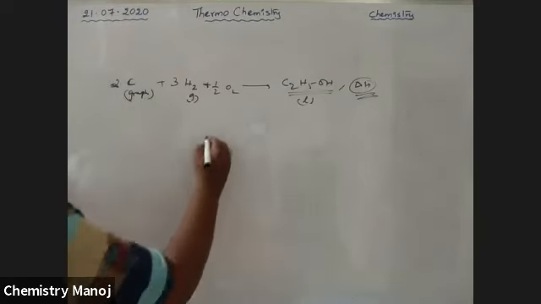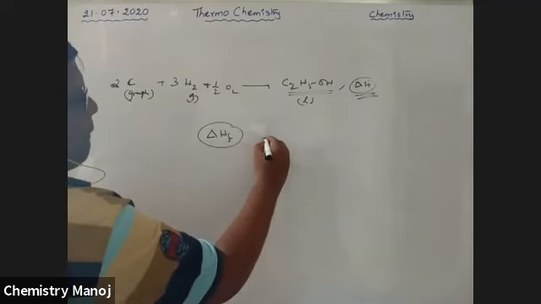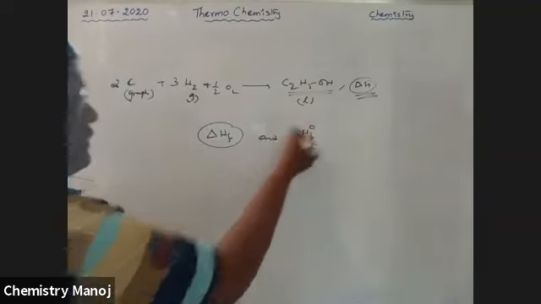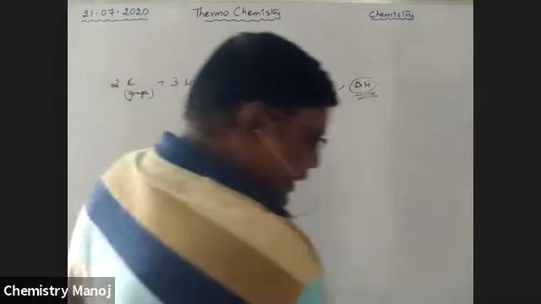Heat of formation is indicated with the symbol delta H f naught, and naught means that it is the value measured at 298 Kelvin and 1 bar pressure.